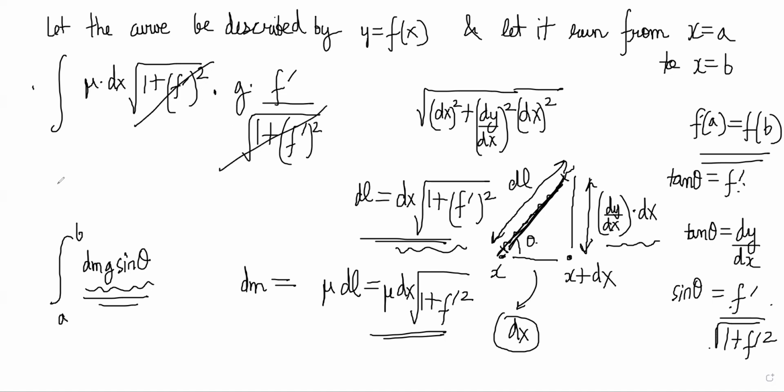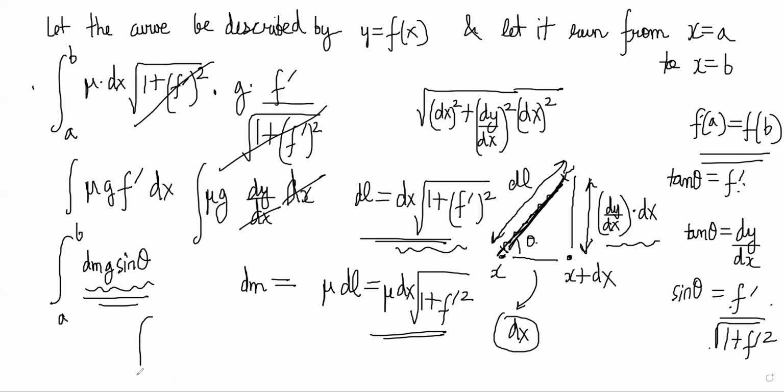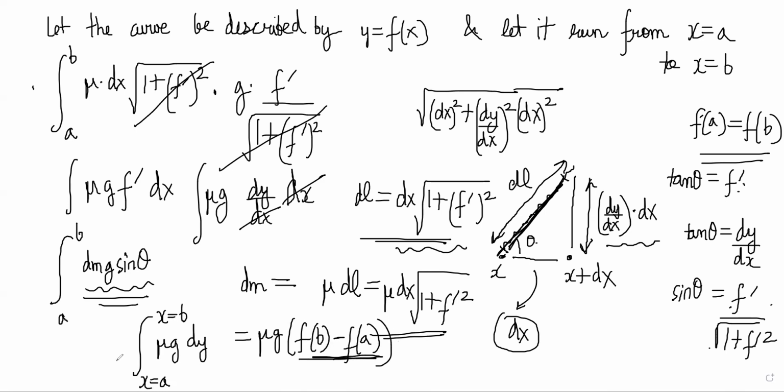Right? So you end up with integral of mu g f dash dx, right? And think about what f dash is actually. And this was from x is equal to a to b. f dash was dy by dx, and you are multiplying it with dx, and mu g is there. So this is becoming mu g dy. So integral of mu g dy from x is equal to a to x is equal to b is basically mu g times fb minus fa. Integral of dy will be y, and y value at x is equal to b is the same as y value at x is equal to a, because that was stated as the first thing in the problem. So this comes out to be 0.